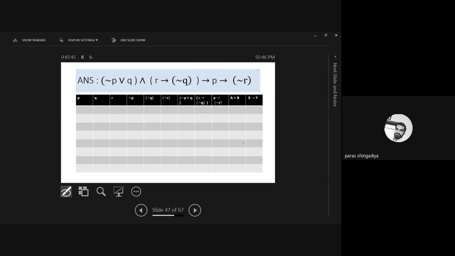Okay, now check, all the operators have come in this: negation has come, conditional has come, OR operator, AND operator. Clear? And it is one compound statement. So you have to deal with each bracket first, and then after that we can solve the final output. Okay, so try it now. Is it a tautology or not? Just verify your answer.